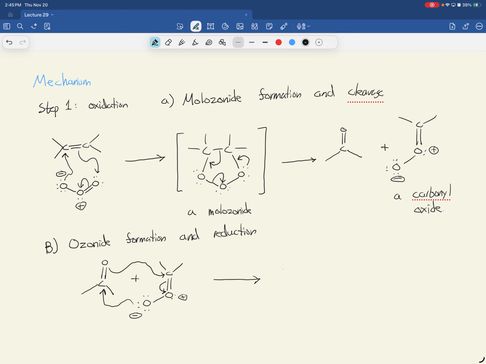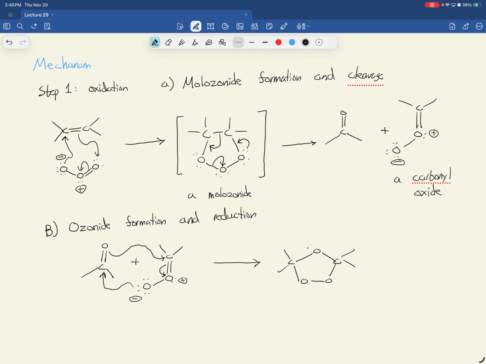And now we form a different cyclic ring called an ozonide. The only difference is the oxygen atoms are in a different seating order here. So now it's 1, 3, and 4 in the ring. That's called an ozonide. So it rearranges to this weird ring structure again.